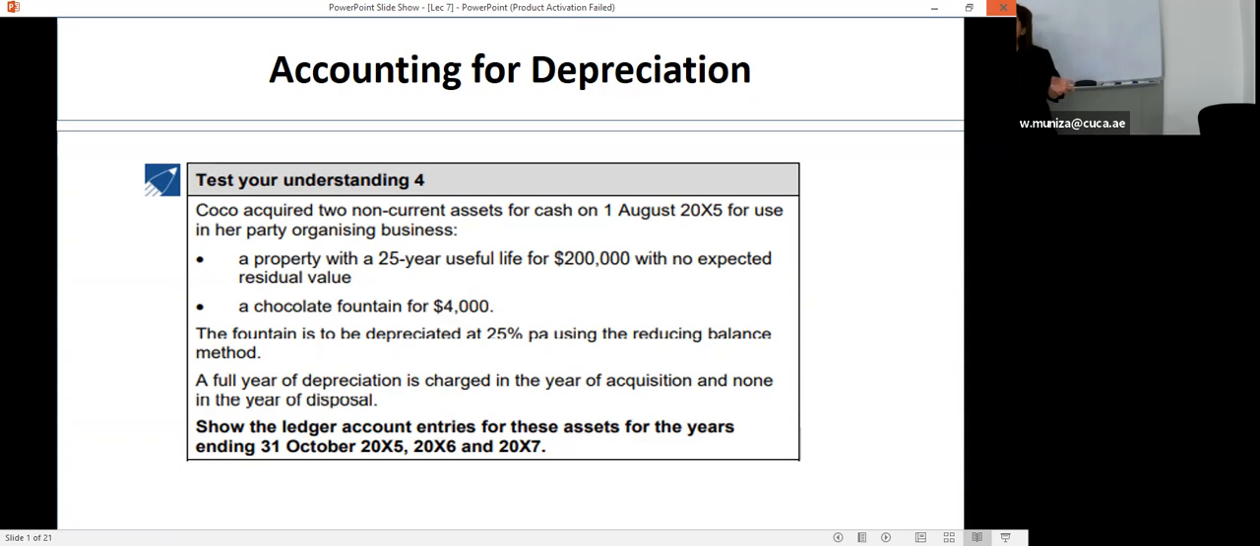What is an accounting entry for depreciation? When do we purchase an asset? The accounting entry is debit, non-current asset account, and credit, cash, bank or payables account. When we are going to take a depreciation, what is the accounting entry? Can anyone tell me?